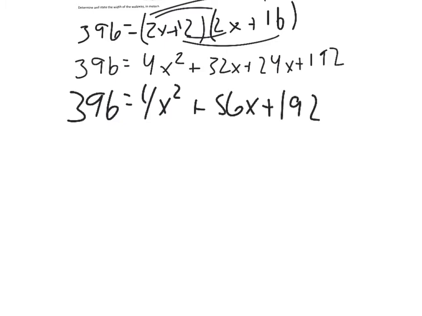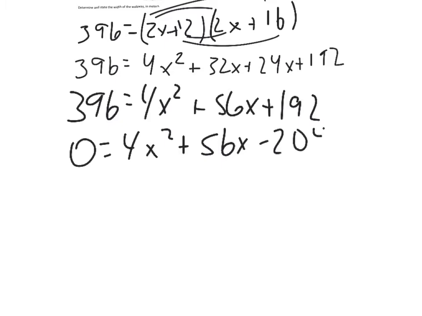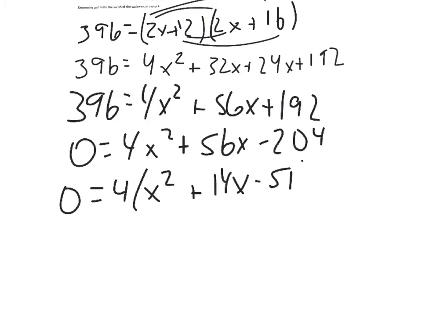Again, I'm going to try to put this into standard form. So I'm going to make this all equal 0, so I'm going to move 396. So 0 equals 4x squared plus 56x minus 204. Okay, so now I'm going to try to factor this in some way. So always GCF. I'm going to try that first. So 0 equals, try to divide everything by 4. I get x squared plus 14x minus 51.